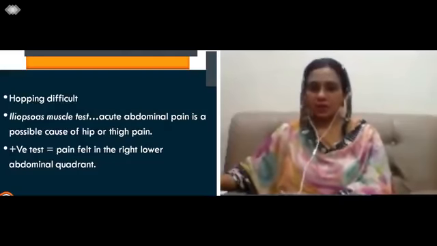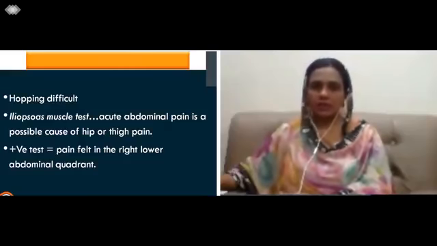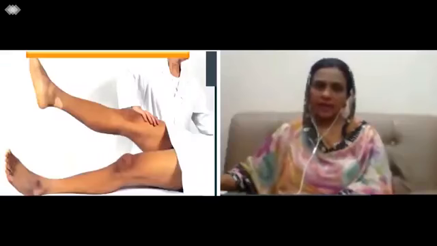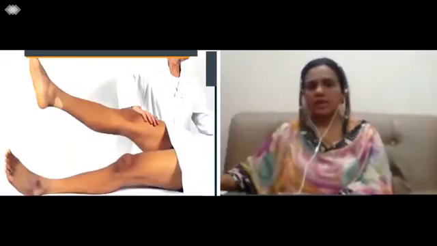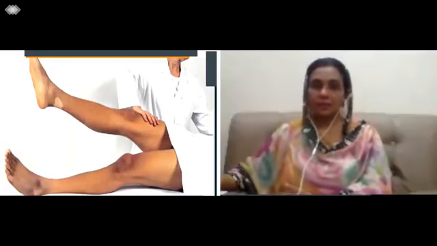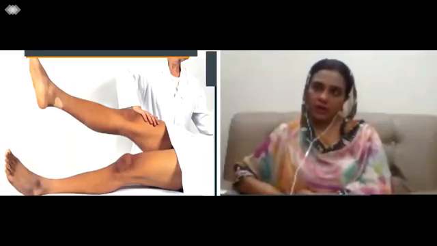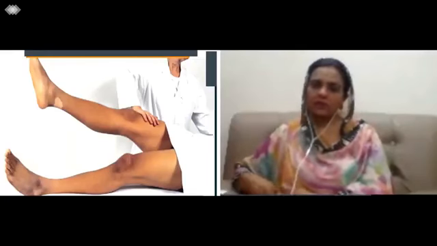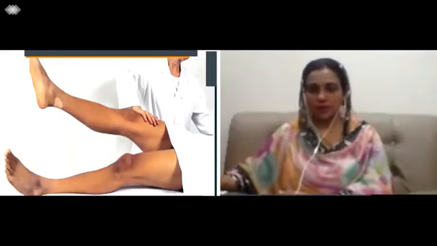Then hopping is very difficult for these cases. Then we have the iliopsoas muscle test. In this, the patient will raise the leg and you will resist it. You resist hip flexion. If the patient again has pain in the right lower quadrant, this is an indication of peritonitis.